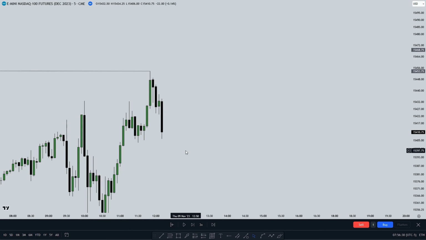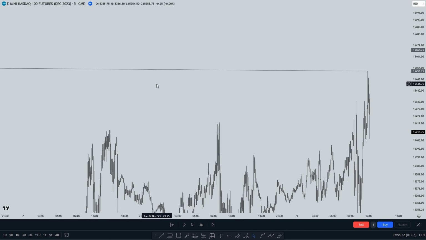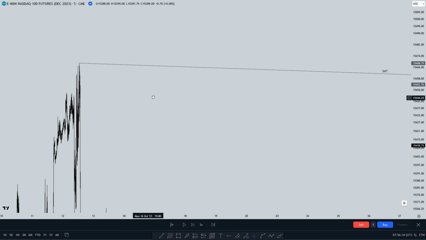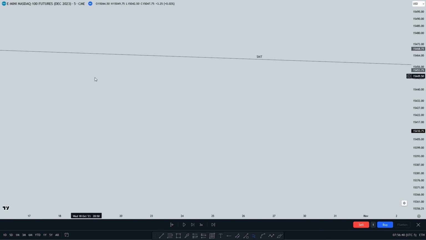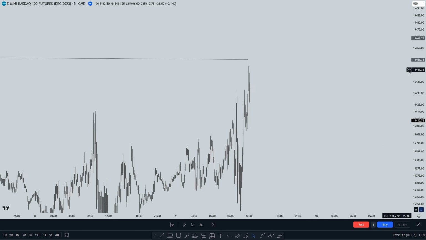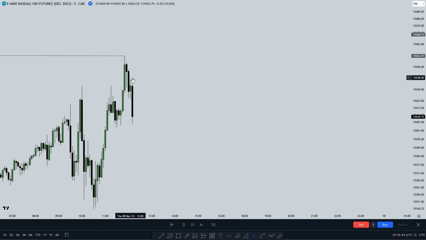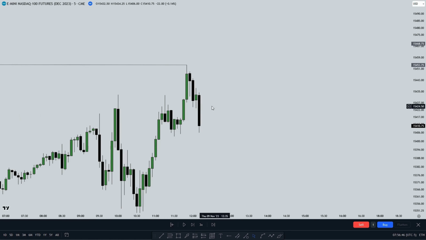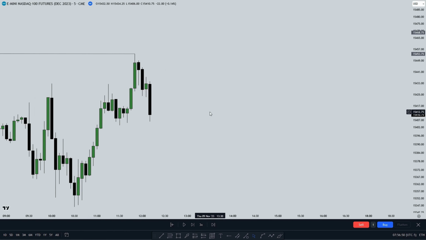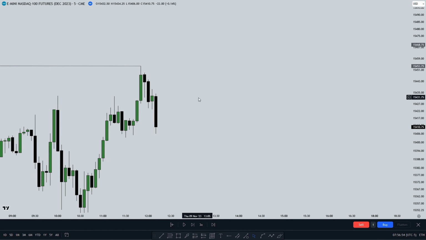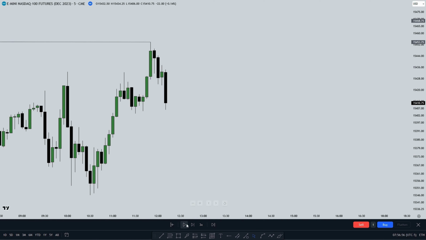So for the next example, we have created a SMT, as you see right here. That means on the S&P 500, we took out these highs, but on the Nasdaq, we failed to take out these highs. So that means we could expect a reversal. So now that we could expect a reversal, we want to be looking for a mitigation block. So let's see what happens.